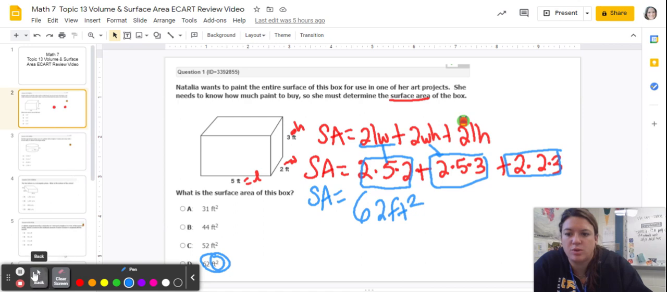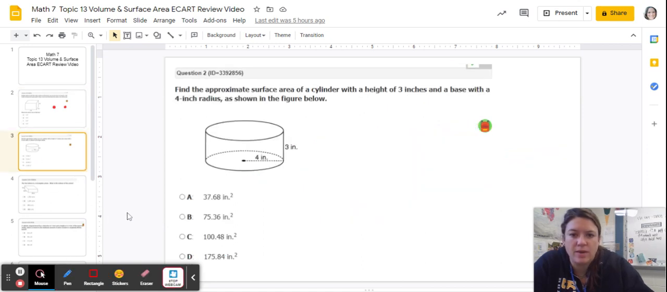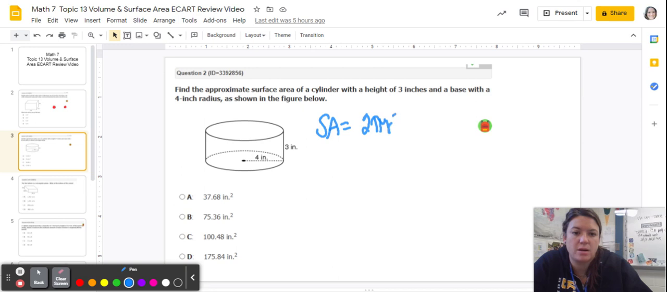All right, question number 2. Find the approximate surface area of a cylinder with a height of 3 and a base with a 4-inch radius. So looking on your formula sheet, the surface area of a cylinder is 2 pi r squared plus 2 pi r h. And then you're going to plug in the numbers. So I got a 2 times, and then pi, which is 3.14, times the radius.